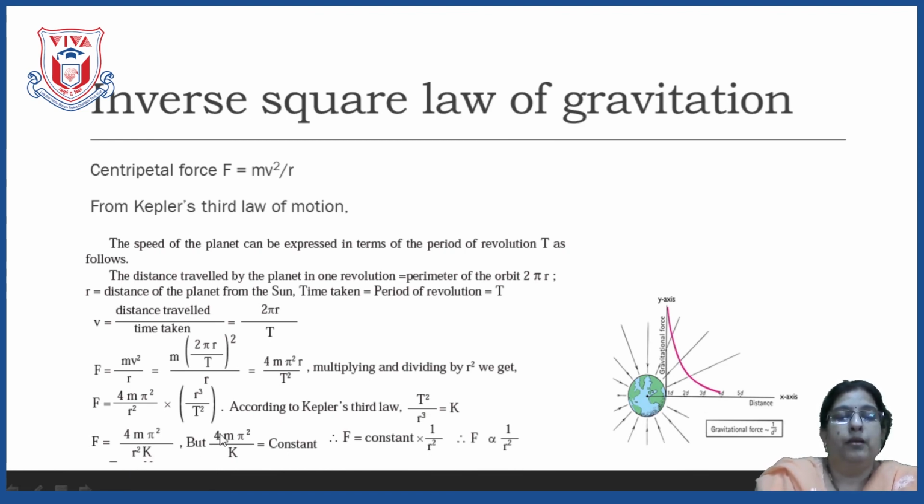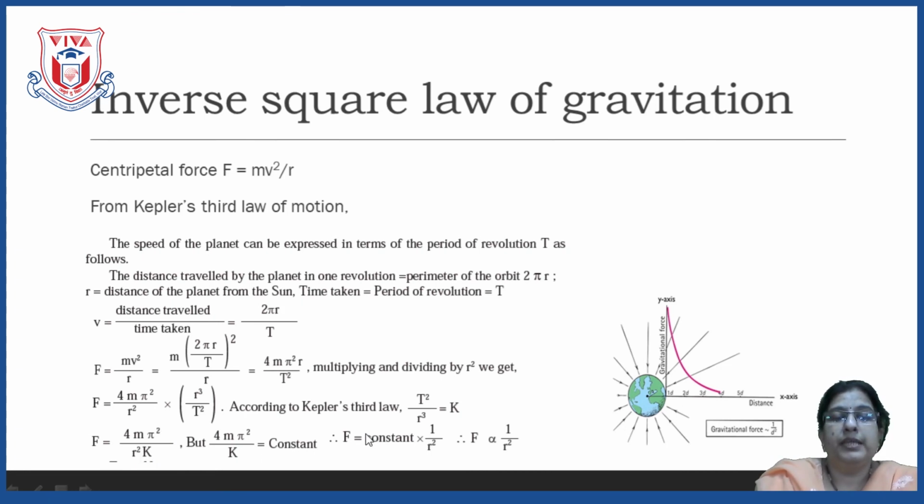But 4m pi square upon k, they are constant. 4 is constant. M is the mass of the object, that will be constant. The value of pi is constant. K is nothing but the constant of proportionality. So all these 4 values are constant. Then who is changing? Only r square.